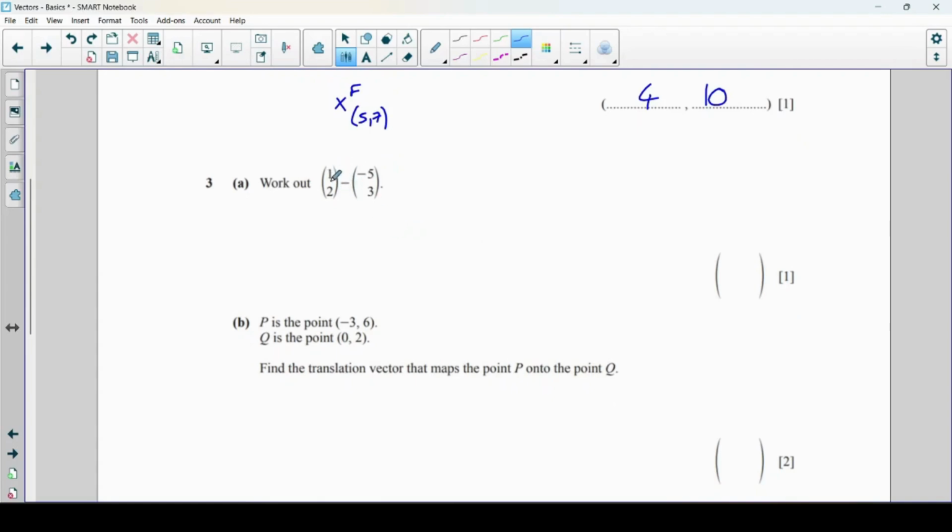Nice and easy here, just be careful with your negatives. 1 minus minus 5, that's 1 plus 5, so 6. 2 minus 3 is minus 1.